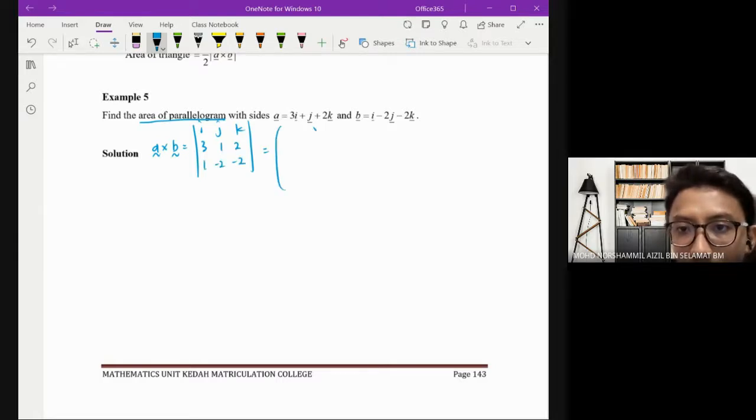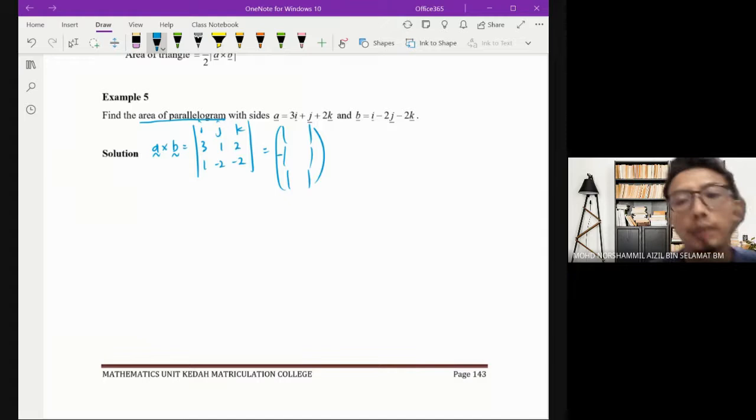So in matrix form, determinant. The second one is always negative, the others positive. Top and bottom are positive. So eliminate the row and column for i. We remove i, so we get 1, negative 2, 2, negative 2. For j, we remove the row and column for j, leaving us with 3, 2, 1, minus 2. And then the last one is 3, 1, 1, minus 2.